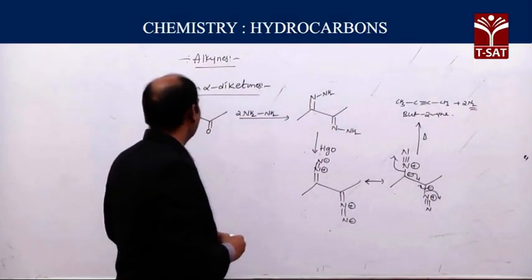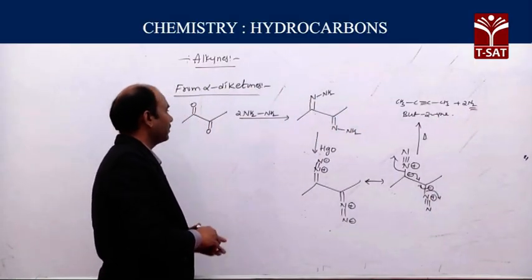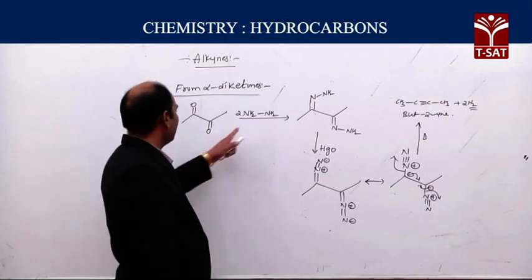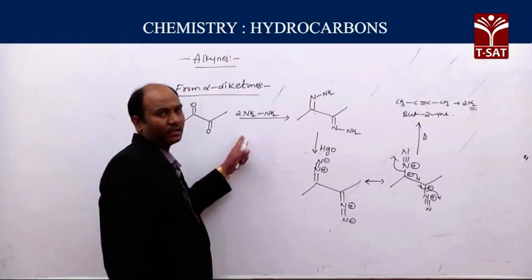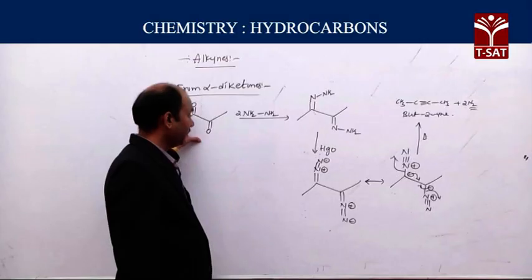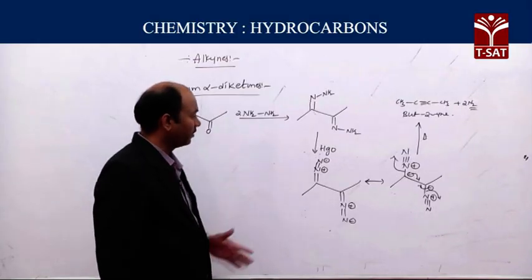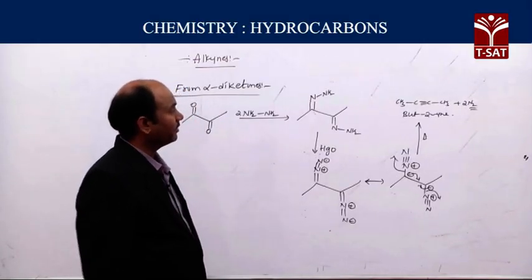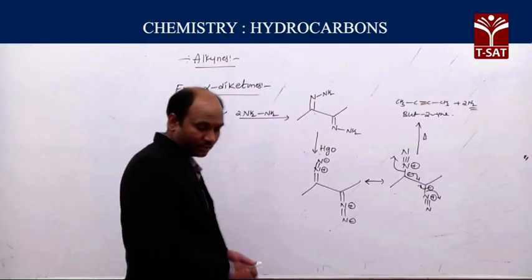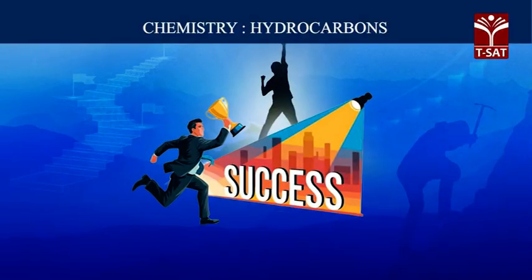That is, alpha diketones when treated with hydrazine, we get the bis hydrazone. So this is addition followed by elimination. This is called a condensation reaction. Carbonyl compounds undergo condensation reactions. Followed by heating with HgO, elimination of nitrogen takes place. Nitrogen is a good leaving group, and we get the alkyne. So this is alkyne from alpha diketones.